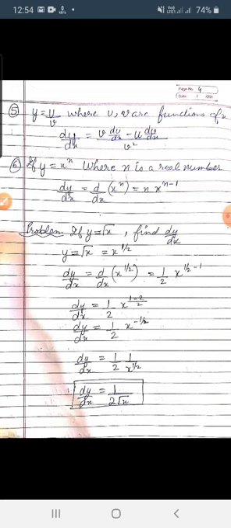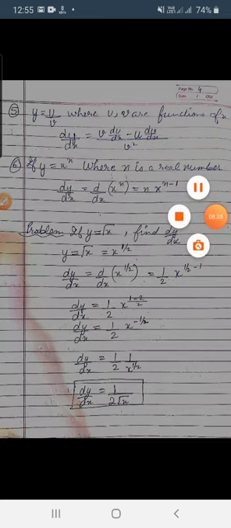Then we find dy by dx. dy by dx is equal to d by dx of x to the power 1 by 2, which is 1 by 2 x to the power 1 by 2 minus 1. dy by dx is equal to 1 by 2 x to the power (1 minus 2) upon 2. If we take the LCM, then it is 1 minus 2 upon 2. Then we find dy by dx is equal to 1 by 2 under root of x. Okay students.